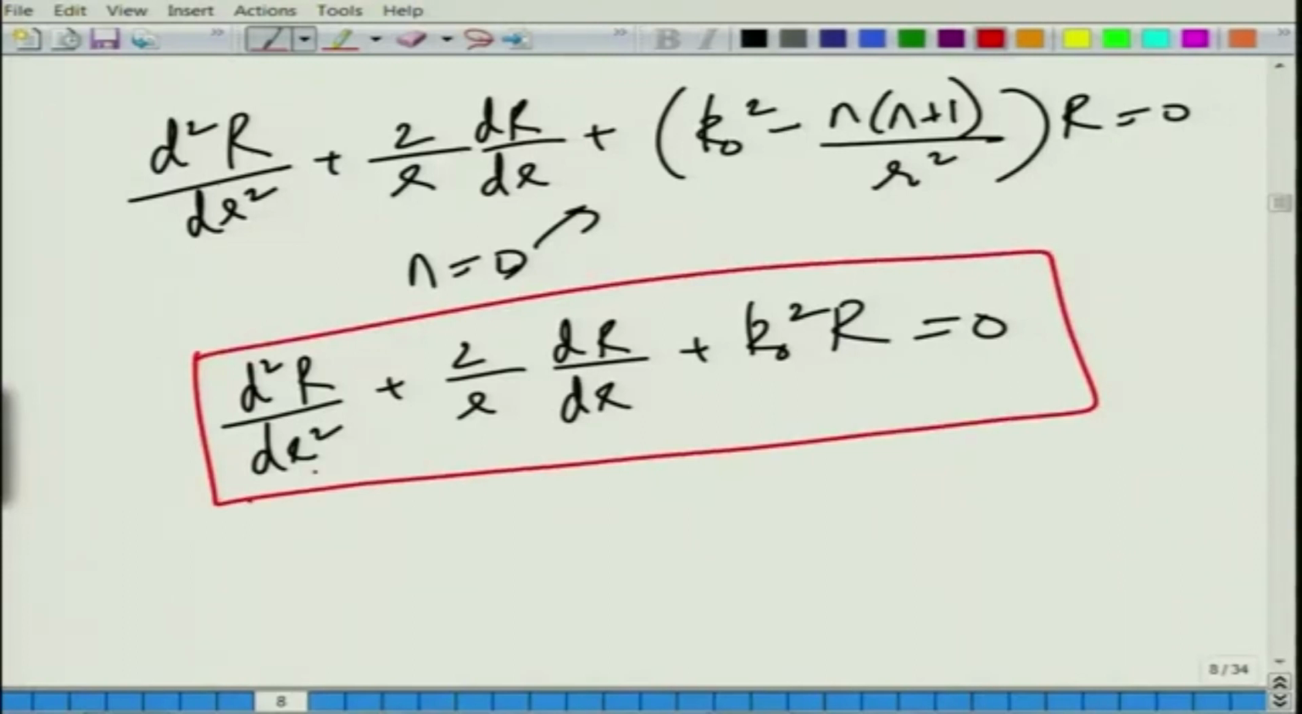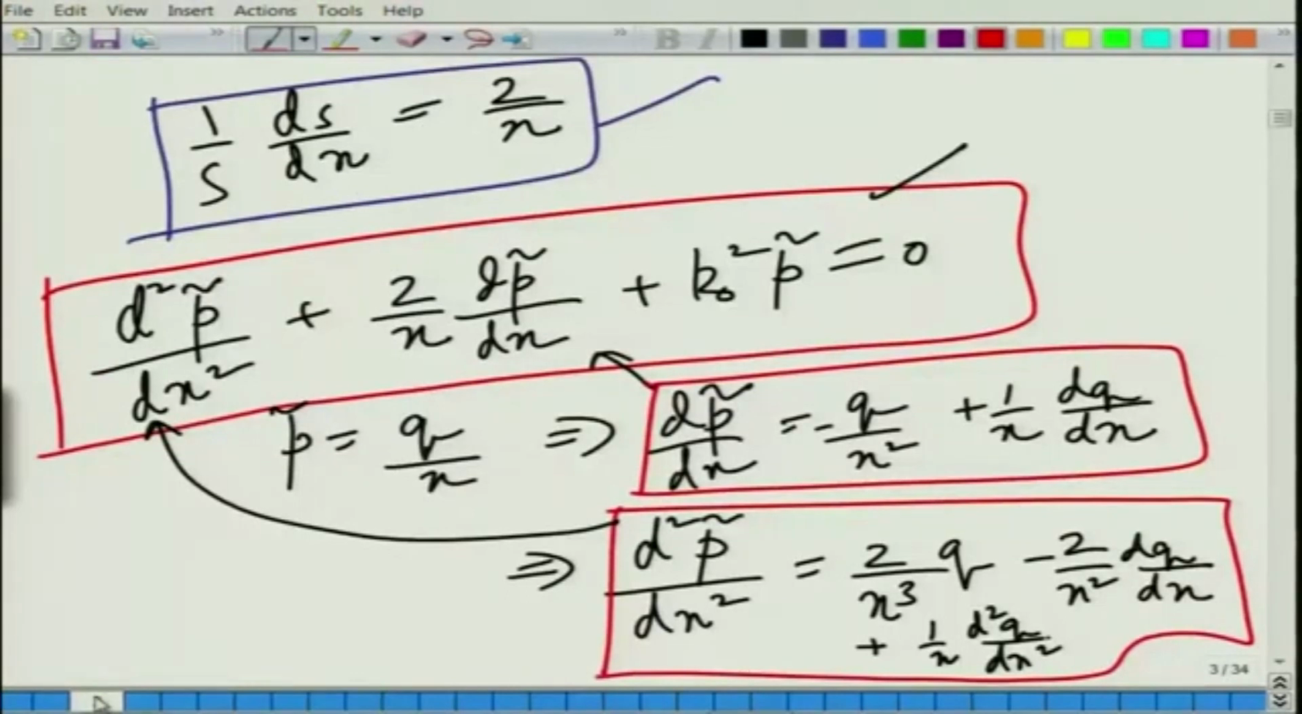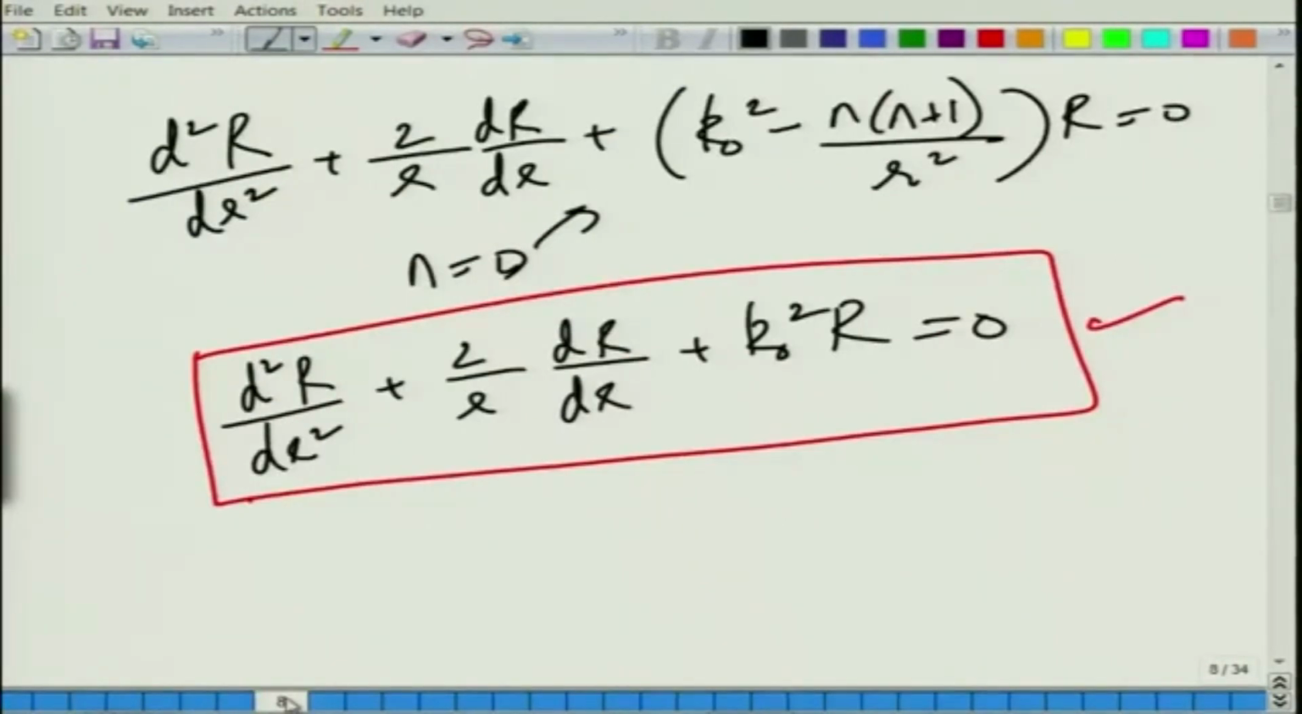Note that this particular equation is identical with this equation, where the only difference is that x is replaced with r. Here p tilde was a function of the axial coordinate measured from the hypothetical apex, and here it is measured also from the hypothetical apex O, and this is the radial coordinate.